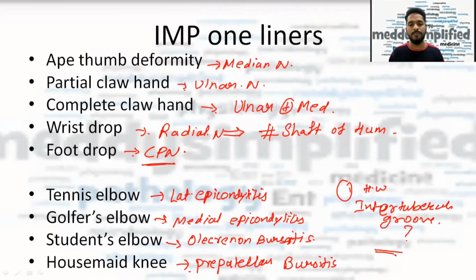Ape thumb deformity, median nerve. Partial claw hand, ulnar nerve. Complete claw hand, ulnar plus median nerve. Wrist drop, radial nerve. Radial nerve injury occurs due to fracture of the shaft of humerus. This thing you should remember. Foot drop is due to the common peroneal nerve.